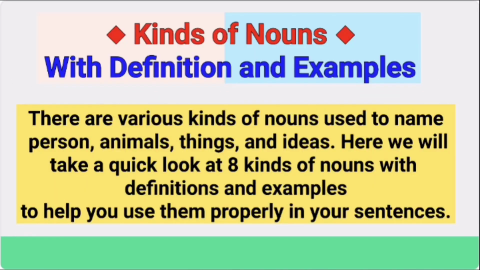Kinds of nouns with definition and examples. There are various kinds of nouns used to name persons, animals, things and ideas. Here we will take a quick look at the 8 kinds of nouns with the definitions and examples to help you use them properly in your sentences.